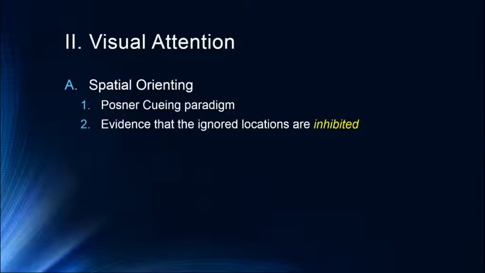However, sometimes that cue leads to the incorrect location. So on 20% of the trials, the cue is invalid. And as a result, it takes a lot longer to find the target that participants are looking for because they have actually actively inhibited those other locations. At least that's what there's evidence for.